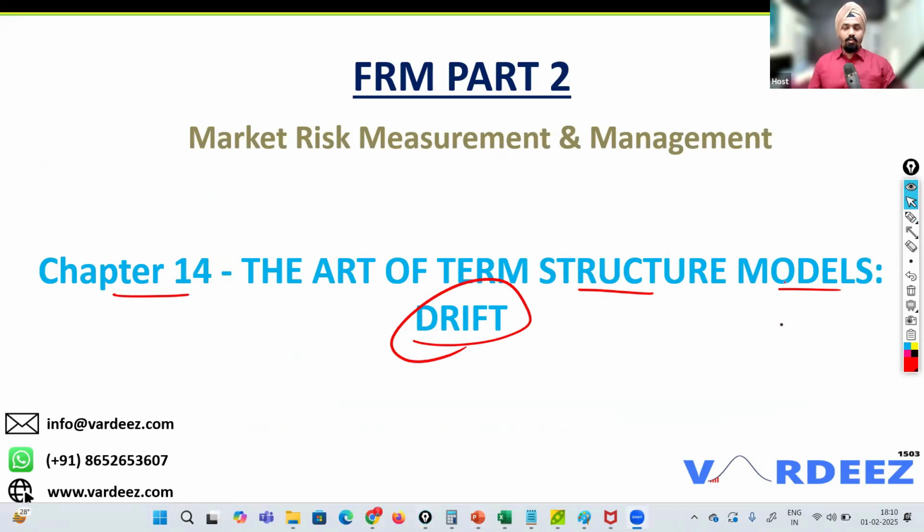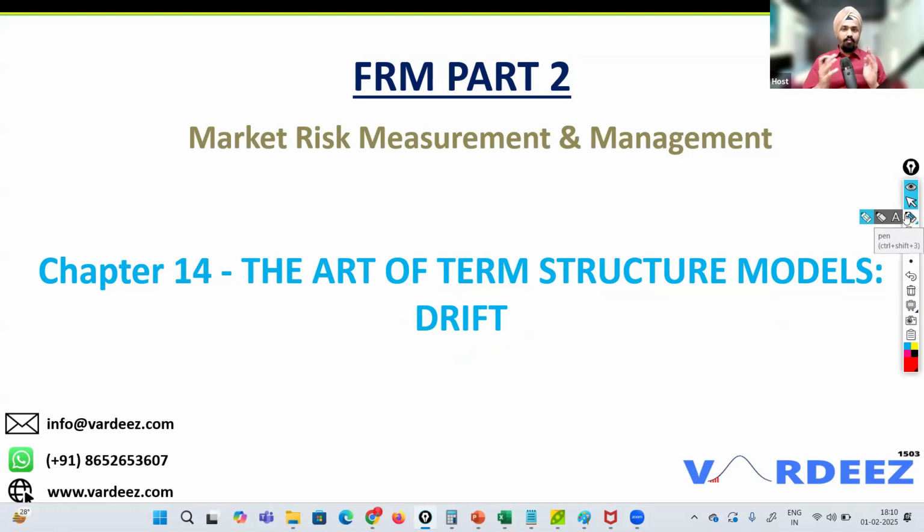So here we are talking about the drift, which is one of the things that we're going to be talking about in this particular chapter. I have to say that this chapter and the next one, and they've also added the third one, which is very much correlated to the term structure. So there are three chapters for 2025. In 2024, we just had two chapters which talk about the term structure models, but now we have three.